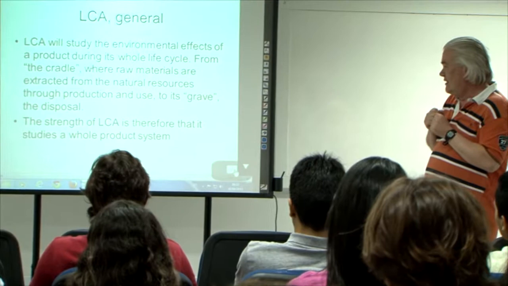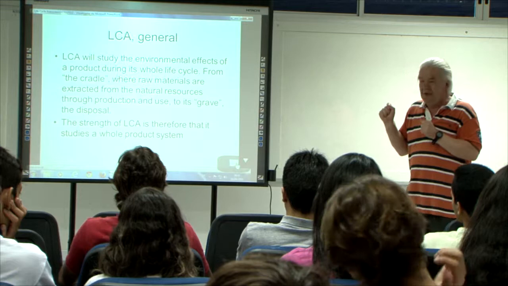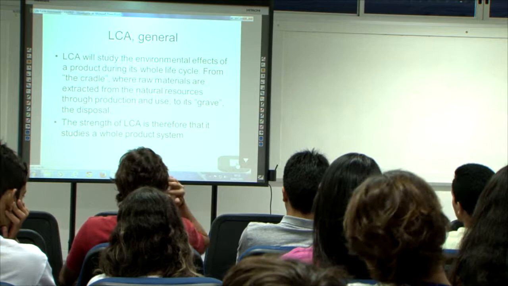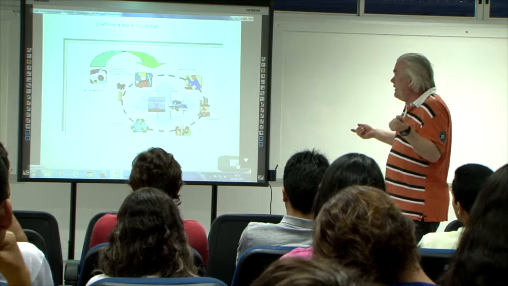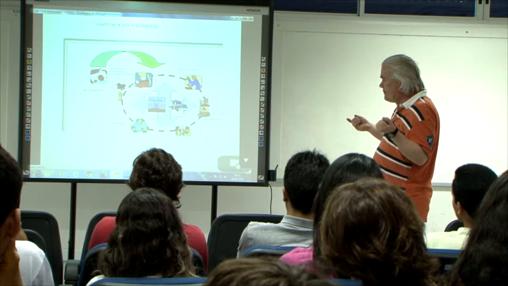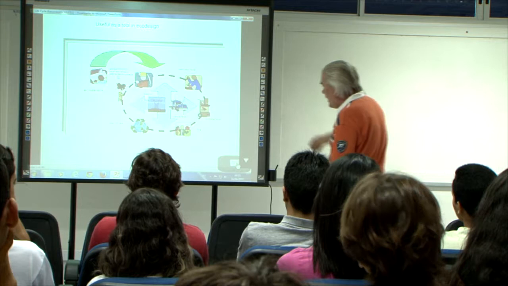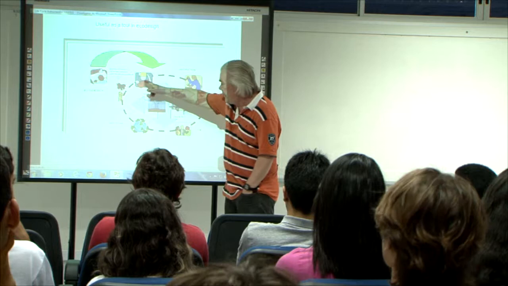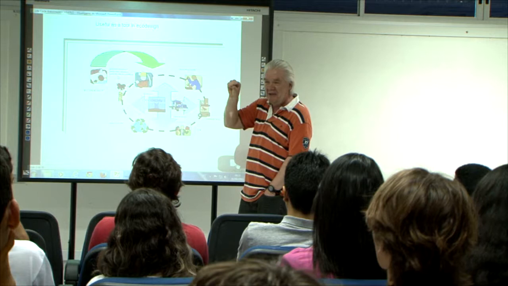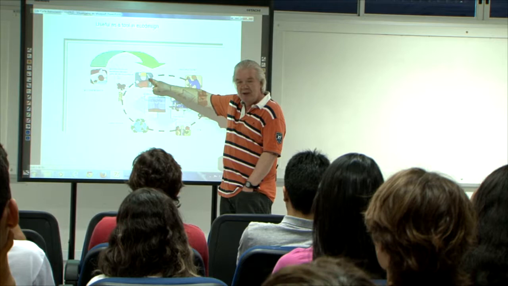So the strength of life cycle assessment is that it studies the whole product system. And we can look on LCA, it's also a tool in eco design. If we want to minimize the environmental effect of a product, we of course have to study the whole life chain. If I put a lot of effort during manufacture and skip some other stages, then you put a lot of money and you will have a small reduction of the total environmental effect. Maybe it's much better to put the money there to reduce the environmental effect in another place.